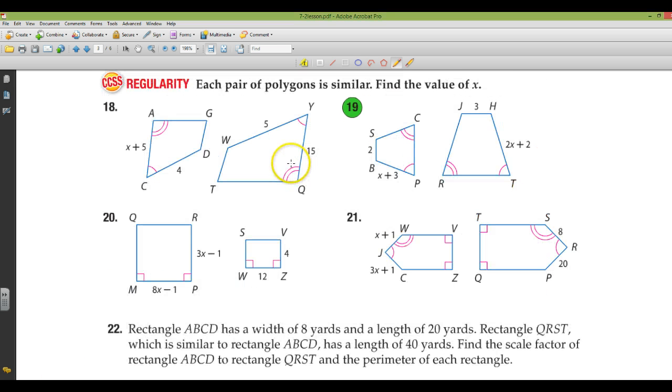For number 19, each pair of polygons is similar. Find the value of x. So since these two figures are similar, we can set up a proportion. So 2 is to 3, since those two sides correspond, as x plus 3 is to 2x plus 2, since those two sides correspond.